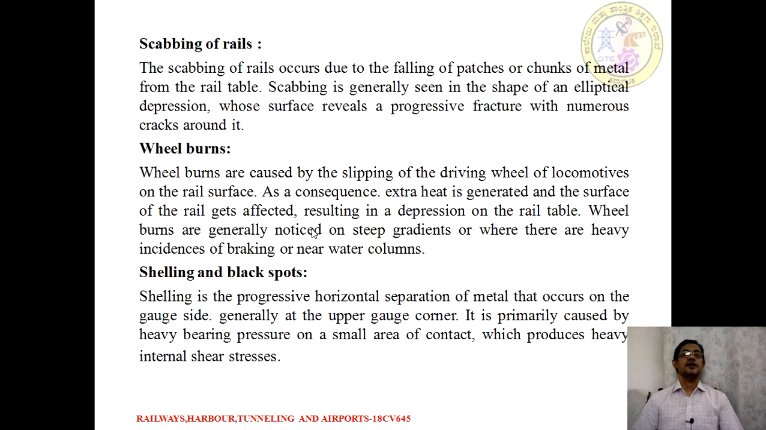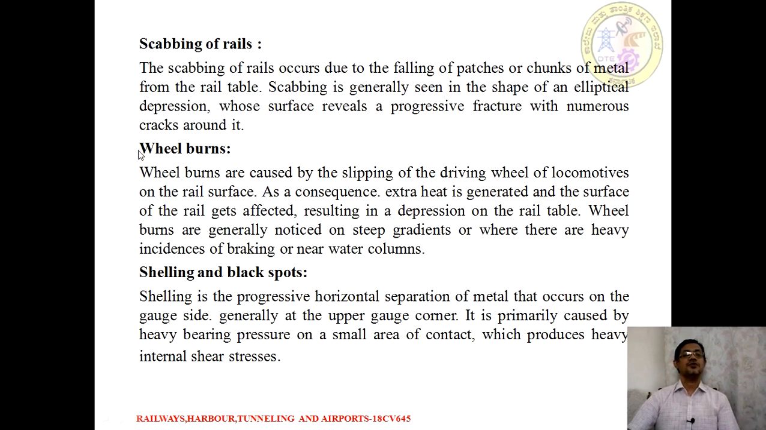The next type of defect in a rail is called scabbing. Scabbing occurs where patches or chunks of metal fall from the rail table. This is generally seen in the shape of elliptical depressions, whose surface reveals progressive fracture and numerous cracks around it. So if there is a sudden fall of weight or patches, the chunk of metal is subjected to fractures and cracks may appear on the surface. That is called scabbing of a rail.